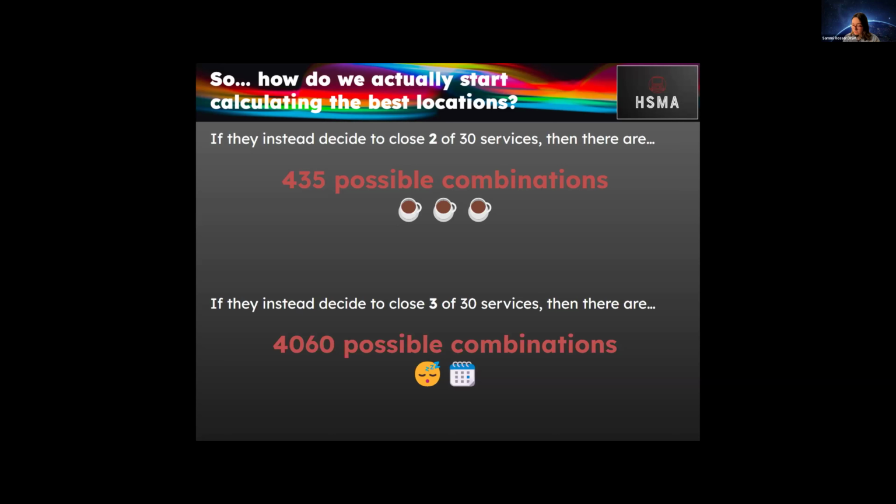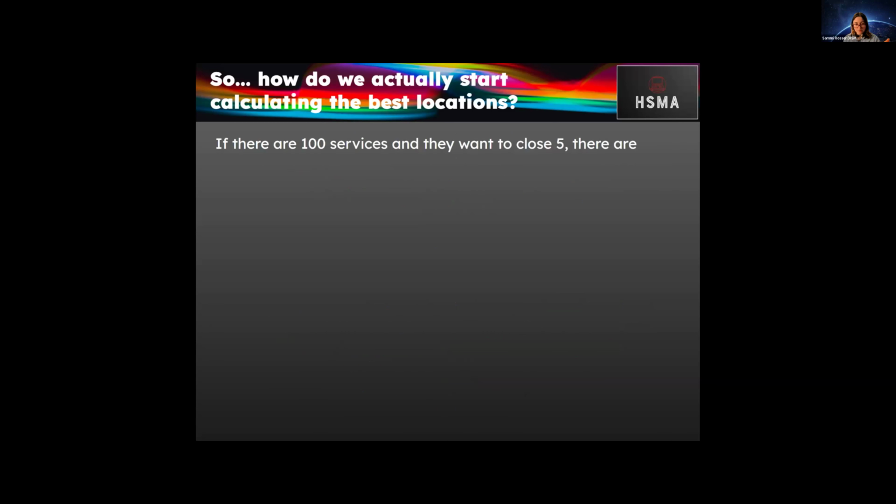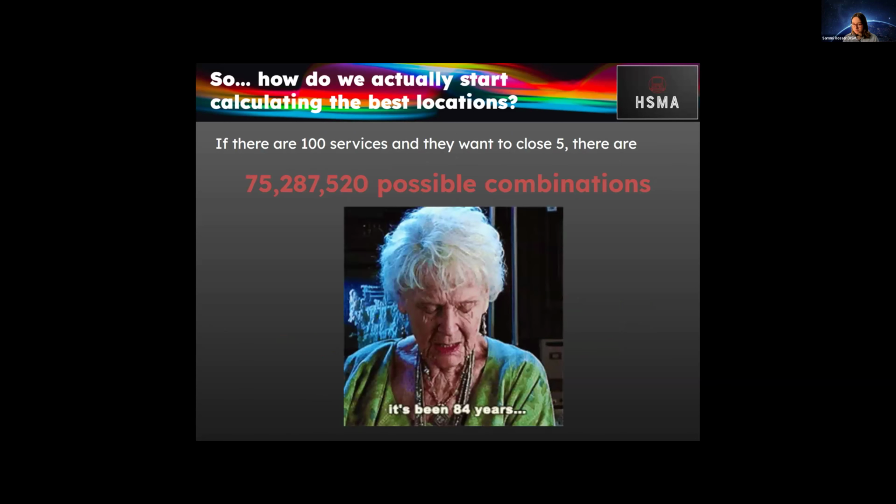If I need to close 3 of those 30 services, there are suddenly 4,060 possible combinations to evaluate. 4 of those services, 27,000. 5 of those services, 142,000 possible combinations that we need to work with. If you've got 100 services and you want to close 5, so we've moved up the number of services, we're still only closing 5, there's something like 75 million possible combinations that we need to work out and evaluate.